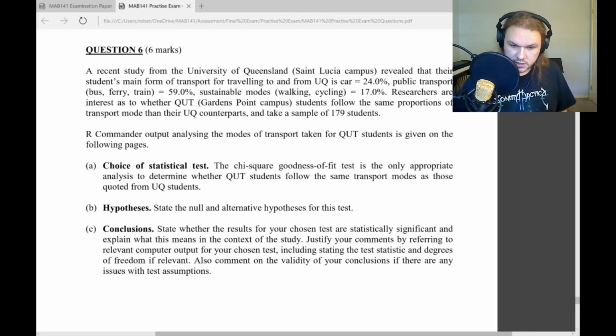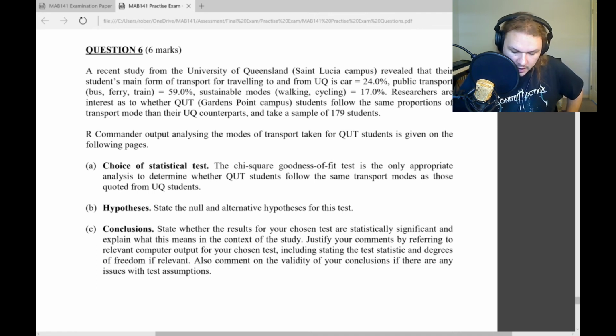Okay, last question, question 6. A recent study from the University of Queensland St Lucia campus revealed that their students' main form of transport for travelling to and from UQ is car, public transport, and sustainable modes according to those percentages. Researchers are interested as to whether QUT students follow the same proportions of transport mode as their UQ counterparts, and take a sample of 179 students.